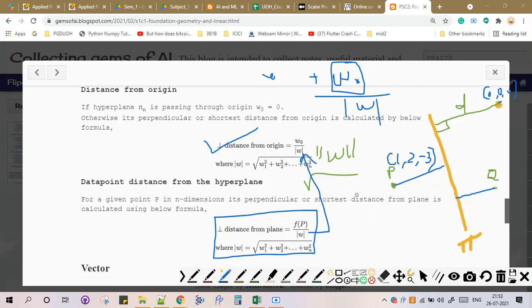Mohit, can you explain the equation again? Yes, so this f of p is nothing but... Mayur, can you take some live example to show this diagram? Definitely, I would love to.